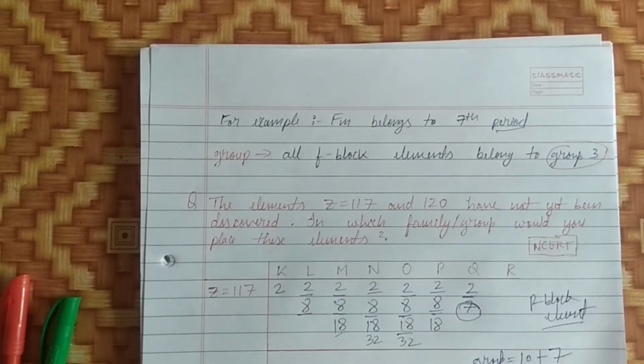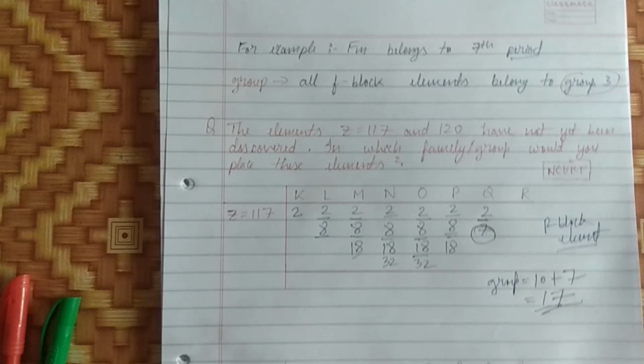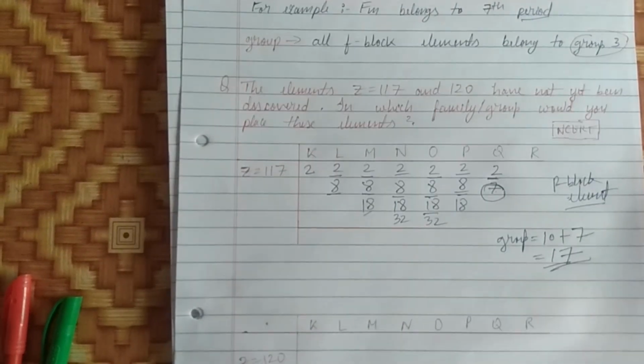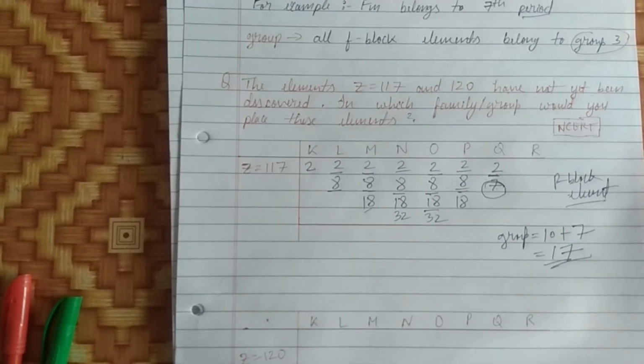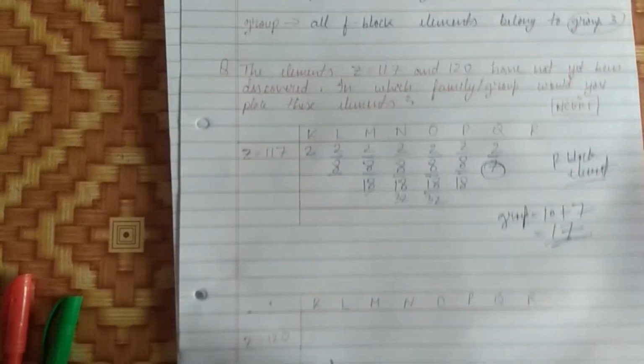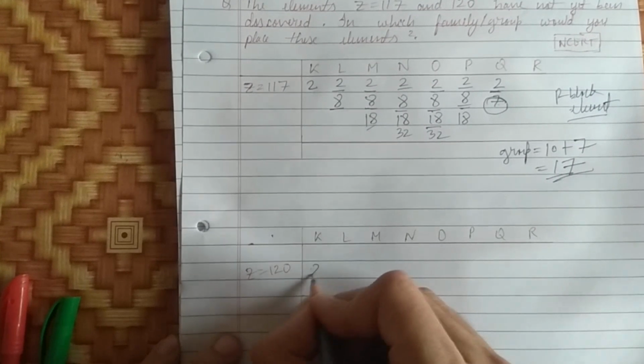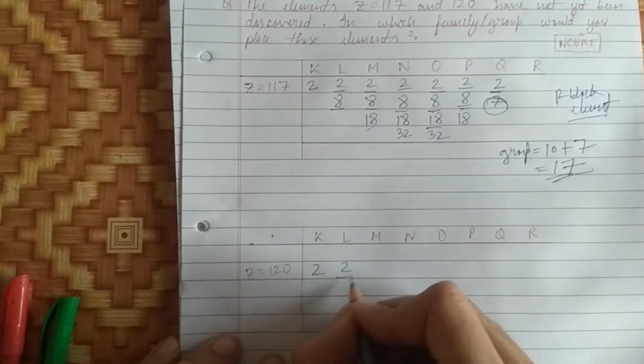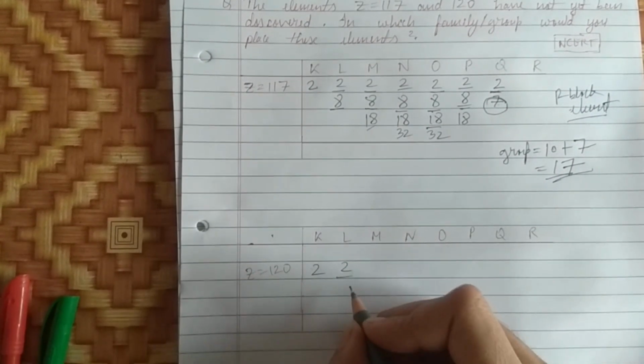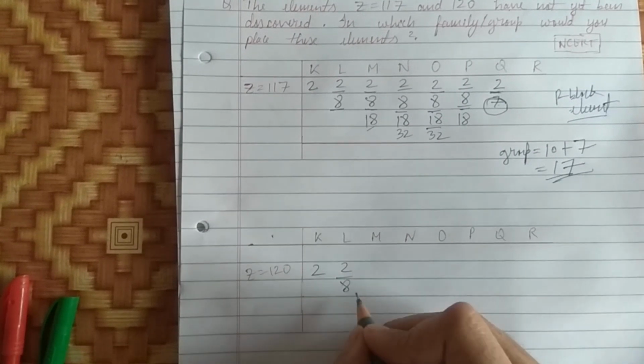atomic number 120, again we will start writing the electronic configuration. 2 electrons in the K shell, 2 electrons here. Then we will check n minus 2, it's okay. We'll check n minus 1, it's okay. So we'll go up to 8 here.